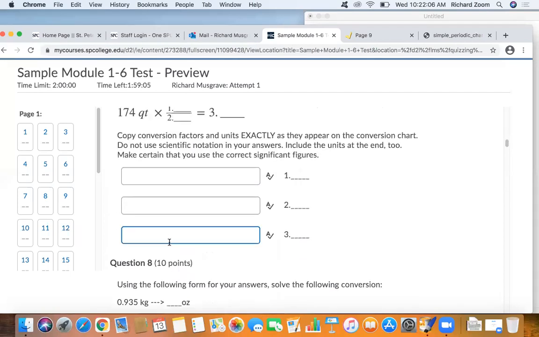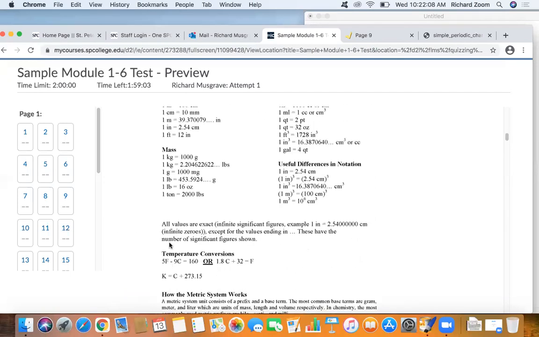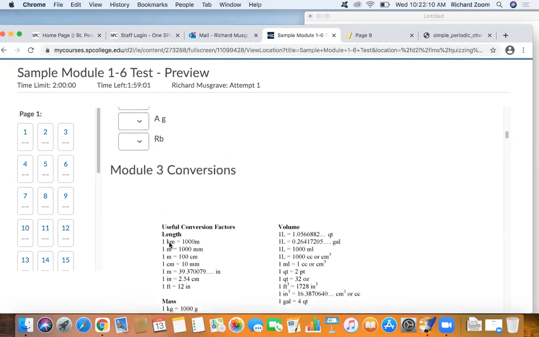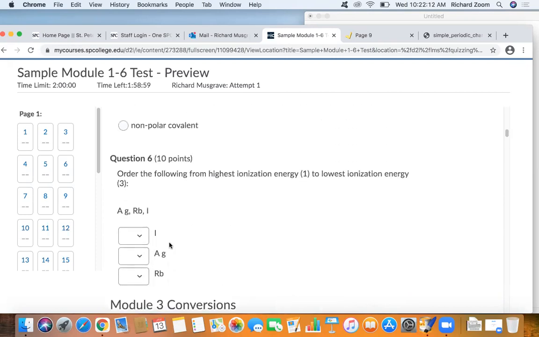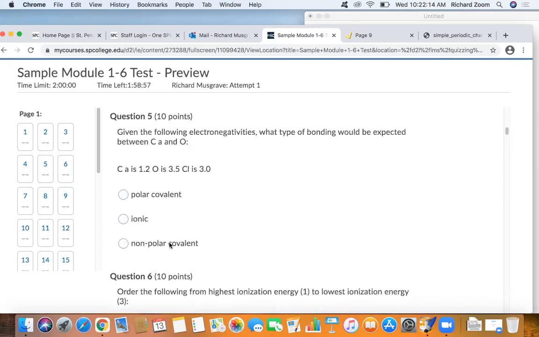Professor, I have a question. So let's say for the actual test, we want to have a printed out version of the periodic table and the conversion sheets. Can we do that, or does it have to be the one that's... No, no, because you're given it in the test. You just have to scroll up and look at it. Okay, so just scrolling. Yeah. But you're going to have the same things in the real test as you have in this test.